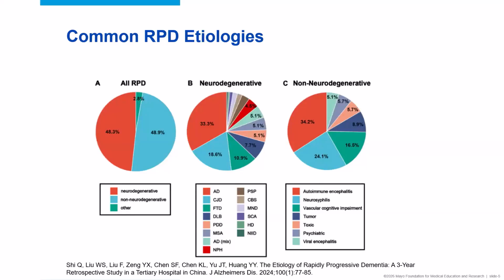This is a study that highlights the underlying etiologies of rapidly progressive dementia. Think of them as those that are neurodegenerative and those that are non-neurodegenerative. I won't go through all of these, but your neurodegenerative diseases are Alzheimer's, CJD, Parkinson's, frontotemporal dementia, and then your non-neurodegenerative are, I would say, less targeted destruction of the brain, so autoimmune encephalitis, tumors, metabolic toxicity, etc.